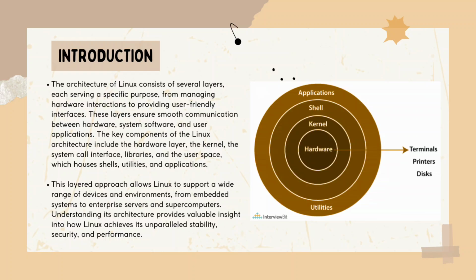So the architecture of Linux is a layered approach. It is because it supports a wide range of devices and environments. It is used to manage hardware interactions and to provide user-friendly interfaces. So these layers ensure smooth communication between the hardware system and the software or the user applications.